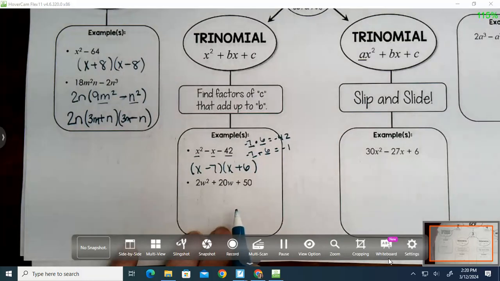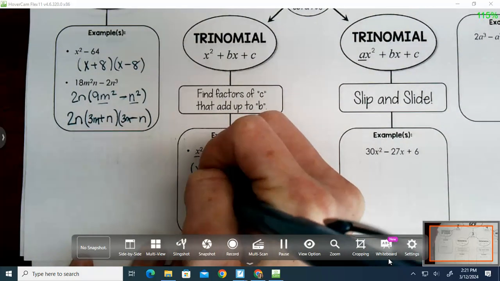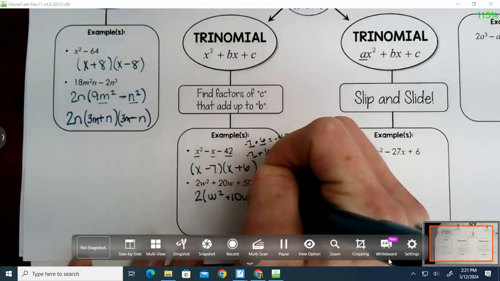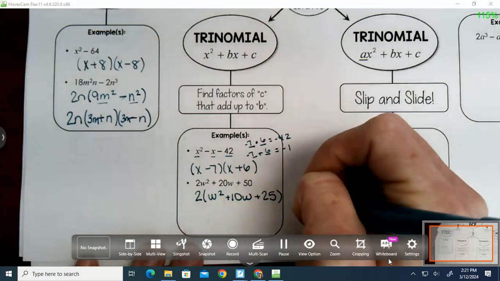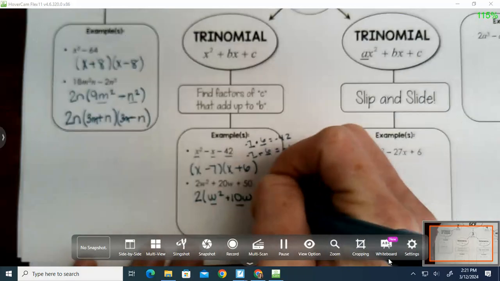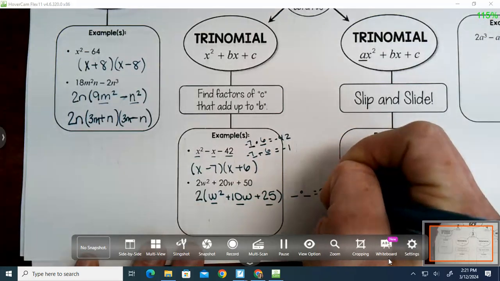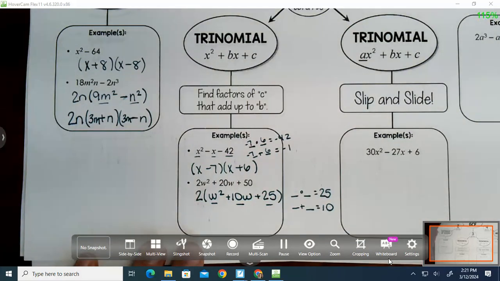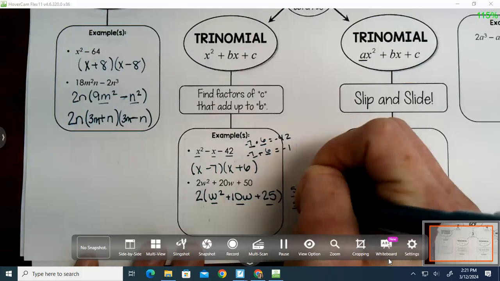What about the second one? We can take out a 2. So that leaves us with w squared plus 10w plus 25. So now this is 3 terms. It's a trinomial, so we're checking to see: do we have 2 numbers that multiply to a positive 25 and add to a positive 10? 5 times 5 is 25, 5 plus 5 is 10.